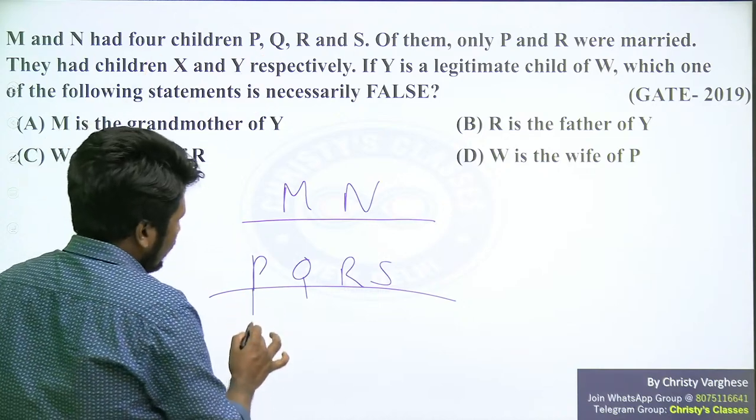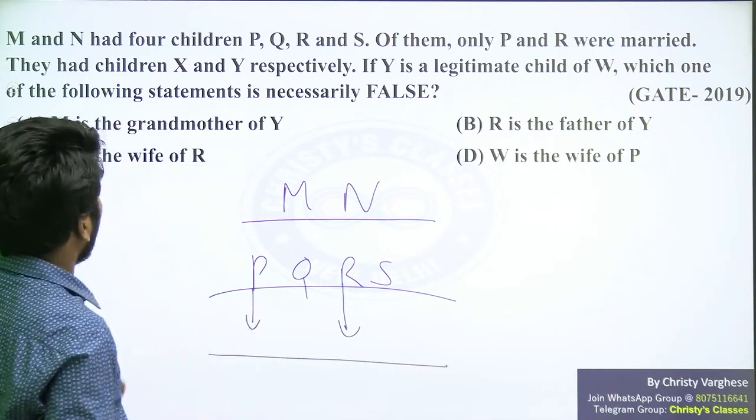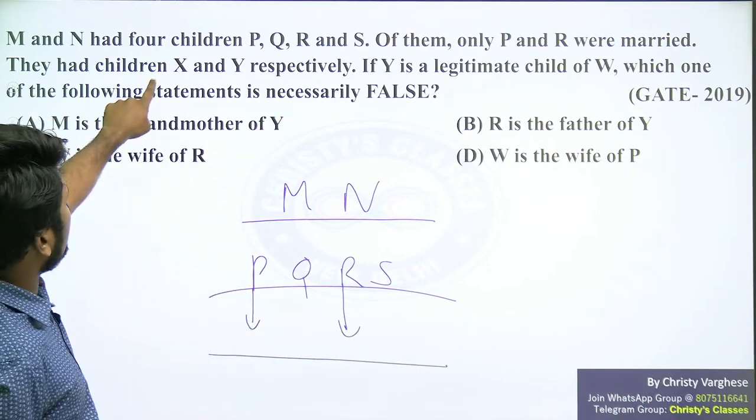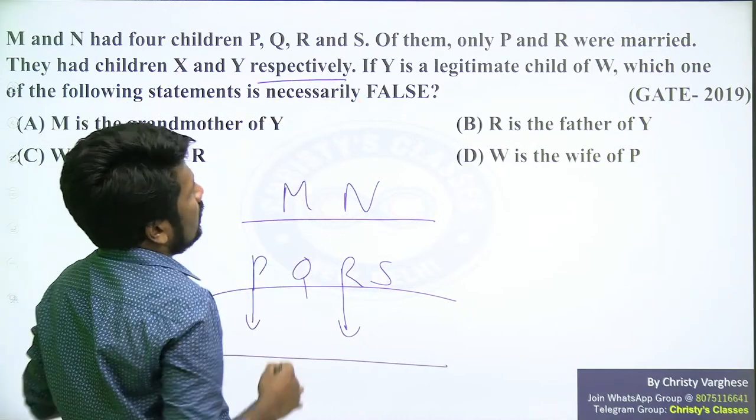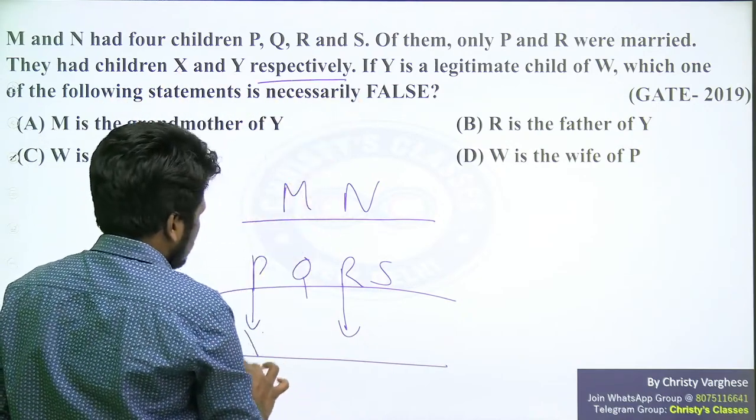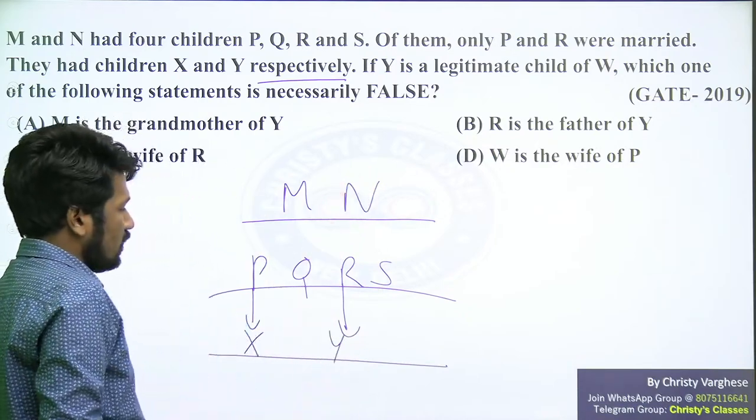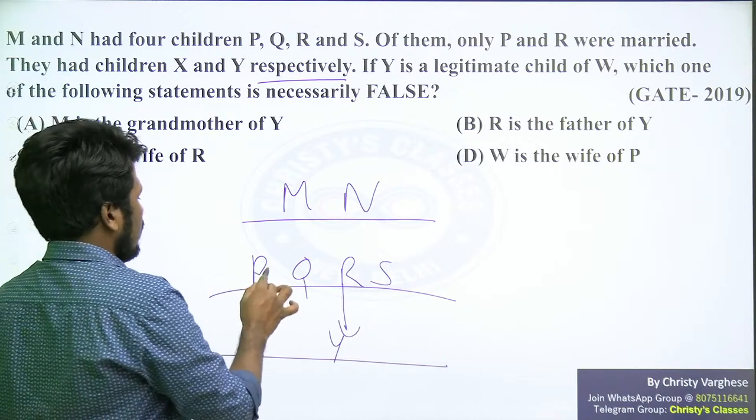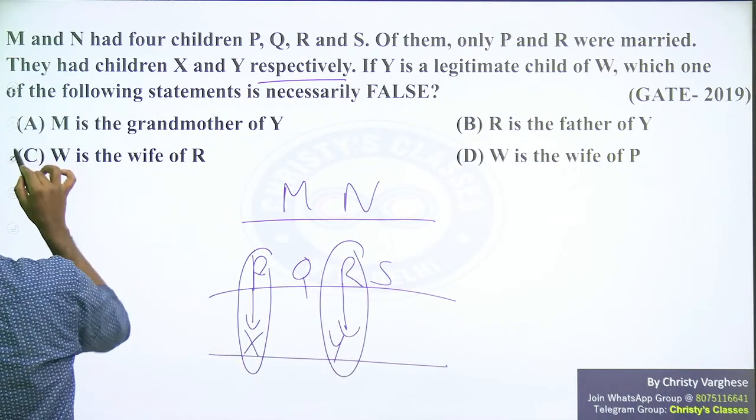P and R are married, and their children's names we know. They had children X and Y respectively. That means P's child is X and R's child is Y. Is this much clear? P's child is X and R's child is Y. I hope that much is clear.